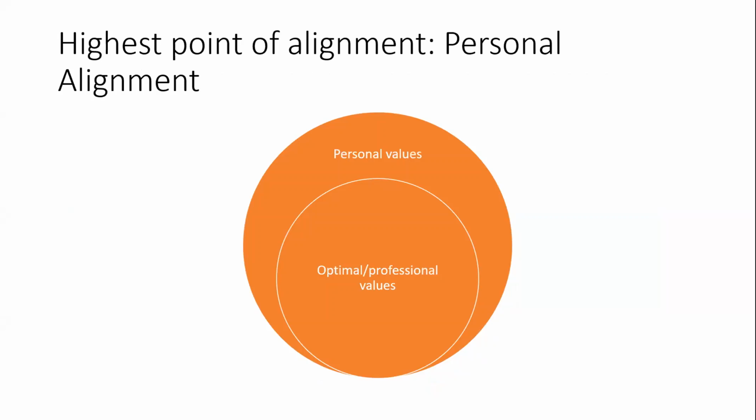And if you can see on the circle, we know that the personal values go beyond optimal or professional values. So that's why you see that personal value is bigger. But what we want is that when the decision maker is making a decision on acquisition of technology, he is incorporating the optimal professional value of his organization. And this can be done through training.